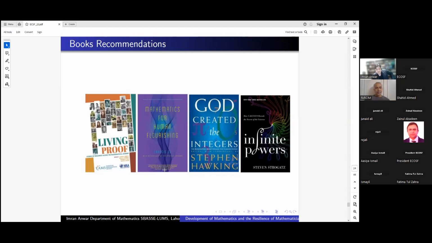Then there is a second book which is quite important, and I will talk more about Francis Su in my last slide. So Francis Su is a Chinese American. He has a strong belief that for human flourishing, mathematics plays a very important role. What is the meaning of a good life? And this is the case he has made in this particular book. And this is quite an interesting book and a very good book.